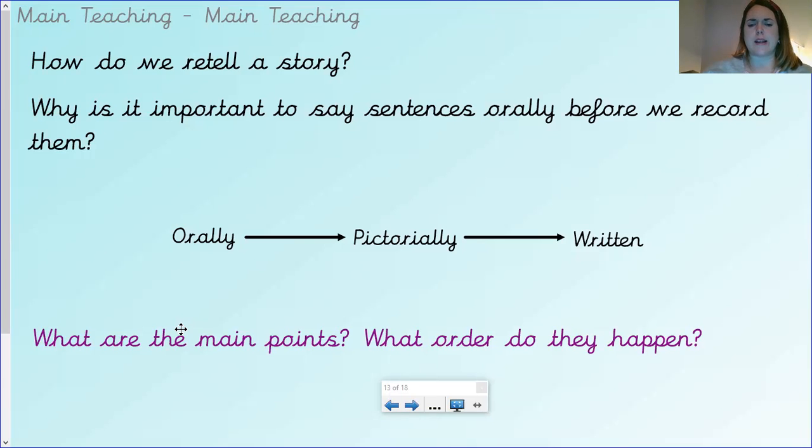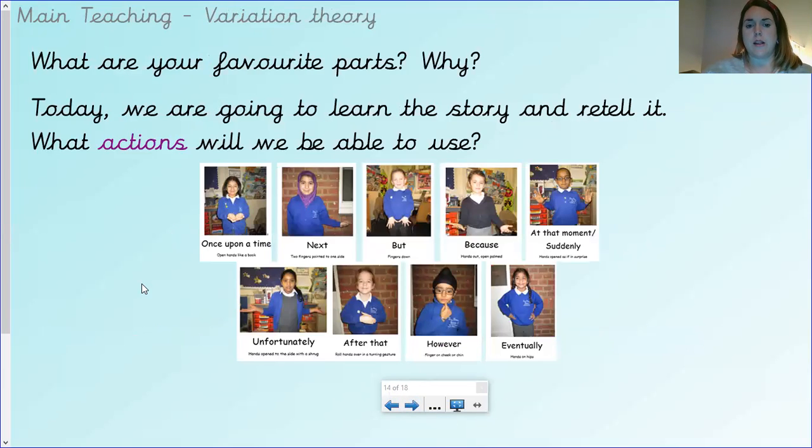So the next thing we need to think about then is what are the main points in the story and in what order do they happen? Now, if you're not feeling very confident, you might like to go back in the video and watch the story again. Once you think you might know what the main parts are, I want you to think, what's your favourite part and why?